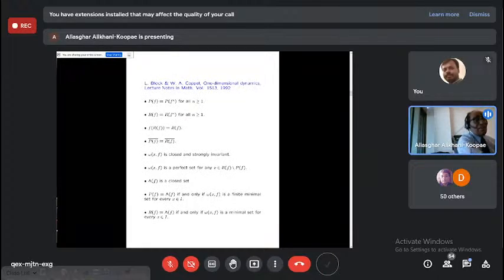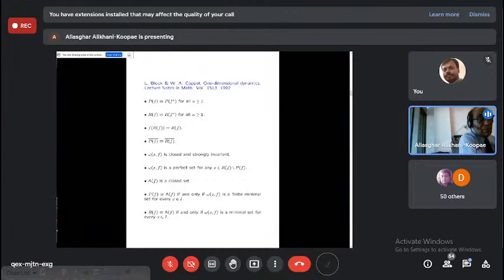The results that I have listed here can be found in the book of Bloch and Coppel, One-Dimensional Dynamics, Lecture Notes in Mathematics, volume 1513. There are lots of similar and other results in that book, but these are the ones that I have picked. So for example, P(f) is P(f^n), R(f) is R(f^n), and f(R(f)) is R(f), which means it is strongly f-invariant. For any continuous function f, the closure of the set of periodic points and the closure of the set of recurrent points are the same.